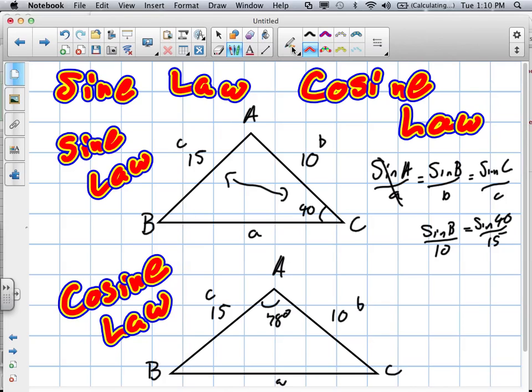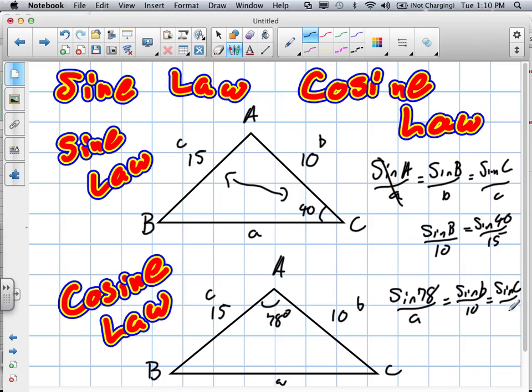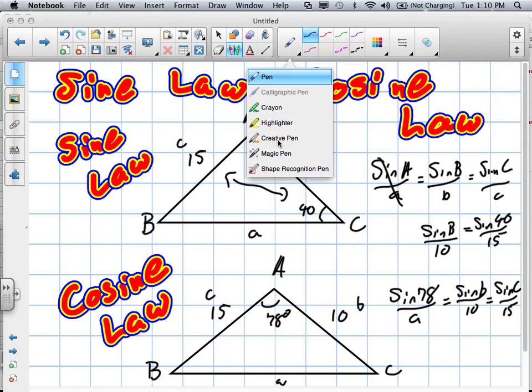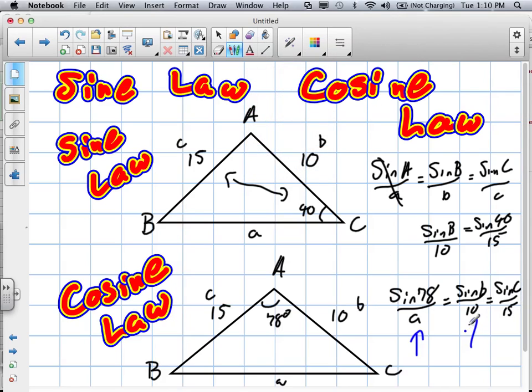Okay. And what that would look like, if I tried to use sine law with this one here, I'll show you exactly what happened. Sine A, well, I have that angle, 78, but I don't have side A. Sine B, I don't have the angle, but I do have the side. So we say sine B over 10 is equal to, I don't have the angle again, but I do have the side, 15. So if you notice, none of these ratios are complete. I'm missing a number from each of them, therefore I can't solve for anything. I need to be able to complete the ratio in order to use sine law.